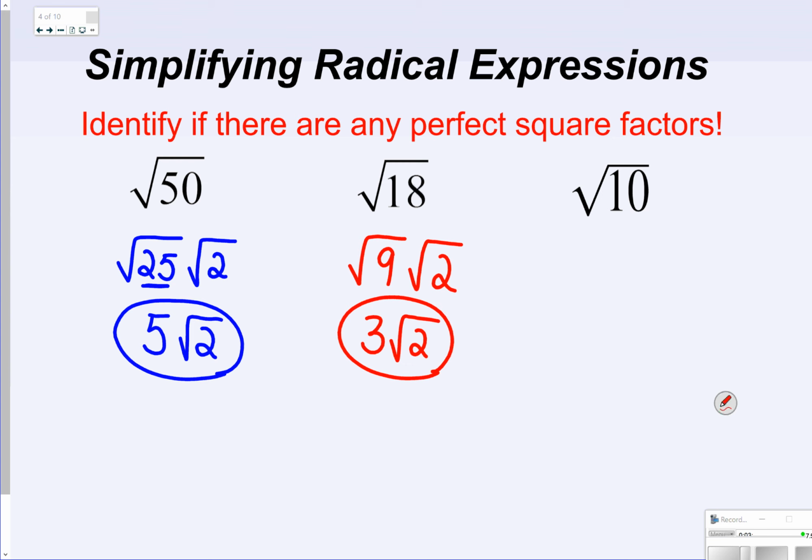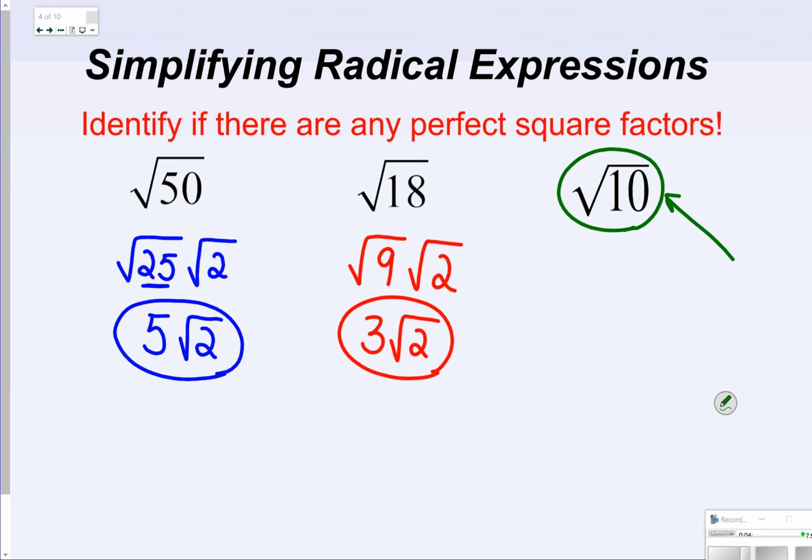And let's look at this last one, the square root of 10. Well, the square root of 10, the only factors of that are the square root of 5 and the square root of 2, or the square root of 10 and the square root of 1. But we don't want to, let's think about the square root of 5 and the square root of 2. Neither of those two factors are perfect squares. And as a matter of fact, there are no perfect square factors other than 1 for the number 10. So that means that this is actually already a simplified radical expression.